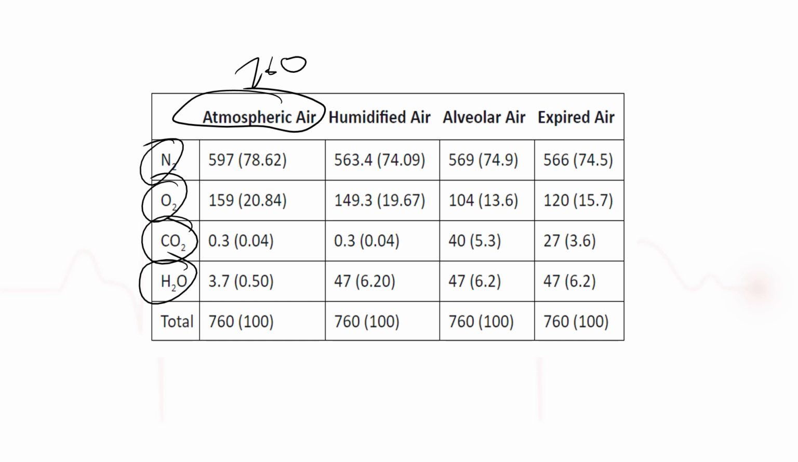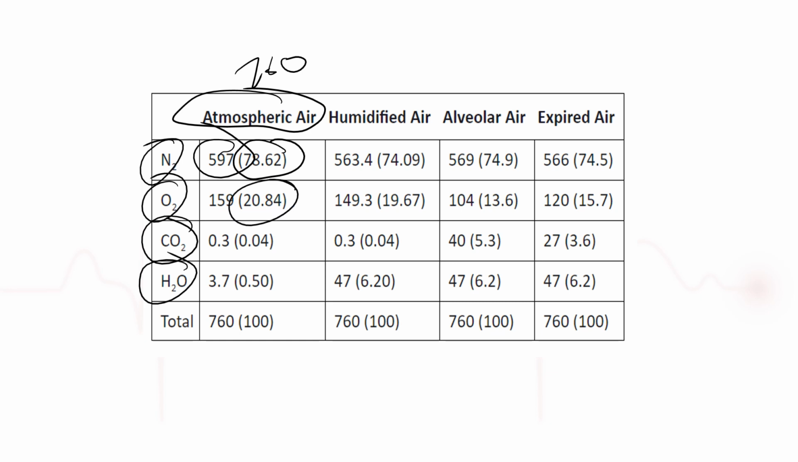Now, this table is slightly different, but it's the same principle. We know that nitrogen makes up approximately 79% of the air all the time. So nitrogen contributes 79% to the total air pressure of 760. So nitrogen's partial pressure is about 600. Nitrogen's partial contribution to the total air pressure of 760 is about 600.